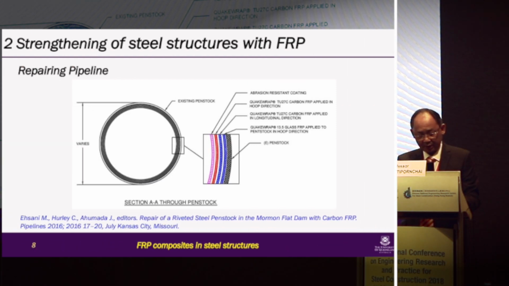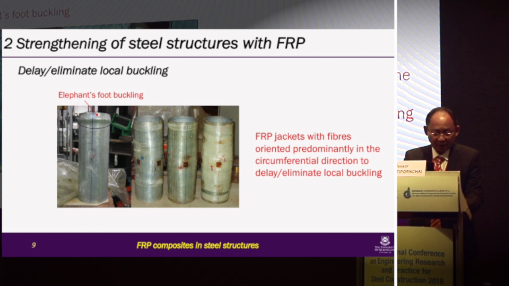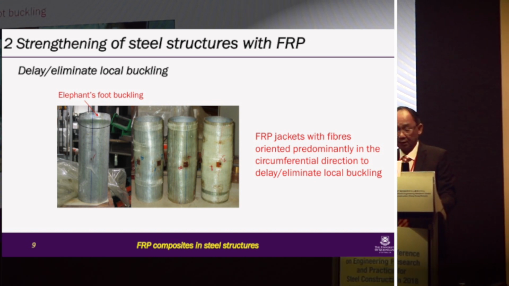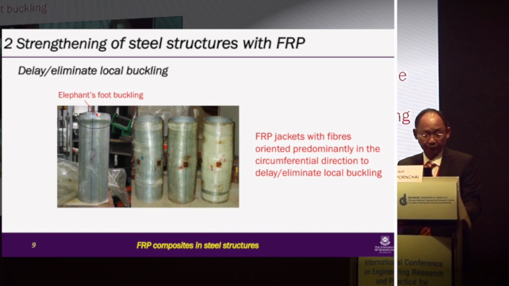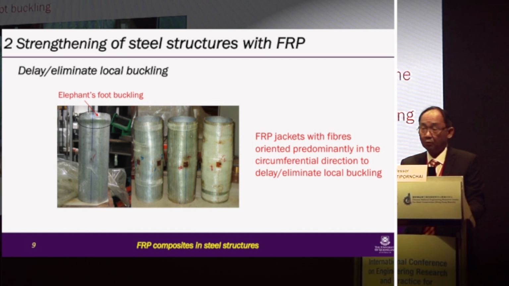And indeed, you can install either on the inside or the outside. In this case, because of the significant losses in the thickness, the CFRP was installed on the inside, and you can see that it was very easy to install on the curved surface. Another example of using FRP in steel structures is to prevent elephant foot buckling in steel pipes using FRP jackets with fiber oriented predominantly in the circumferential direction. This will delay or eliminate the local buckling and therefore will enhance the ductility of the member.